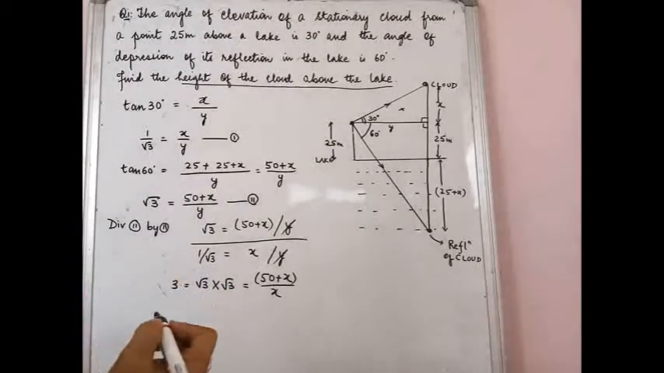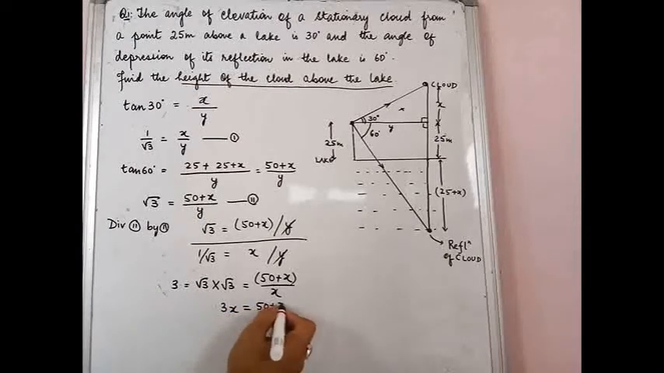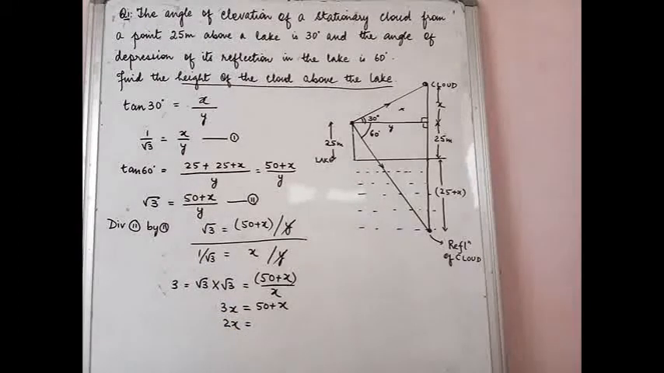Okay. So now when you cross multiply, this x comes here. So you get 3x is equal to 50 plus x. This x comes to this side. So 3x minus x becomes 2x. 2x is equal to 50. Therefore, x is equal to 25 meters.